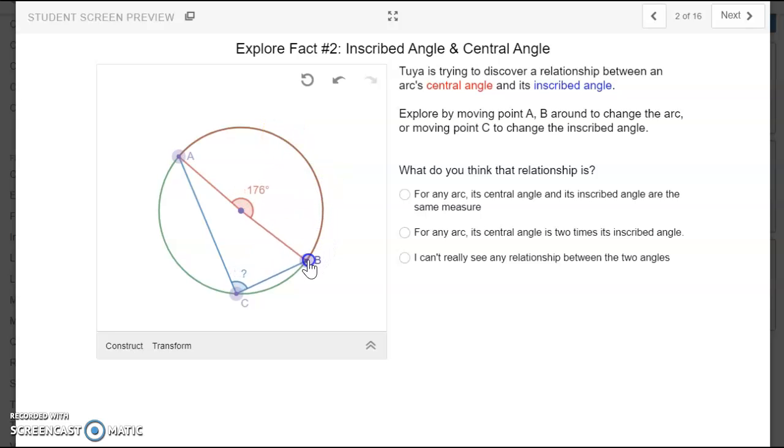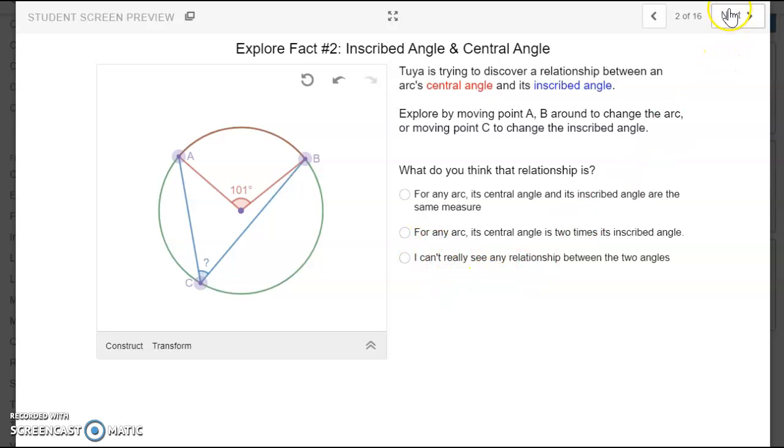When it gets really big, it also gets bigger. Do you see any particular relationship? Do they look like they are the same in measure? If this is 101 degrees, does this look like 101 degrees? Well, 101 is an obtuse angle, that means greater than 90 degrees. Does it look like this is greater than 90 degrees? No, it's certainly smaller, isn't it?